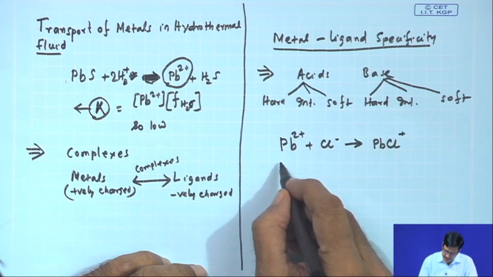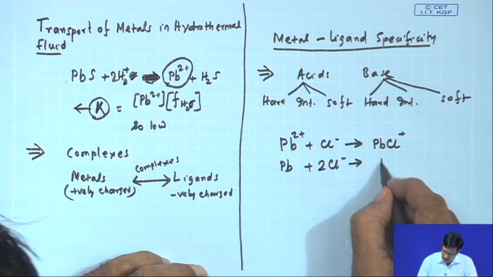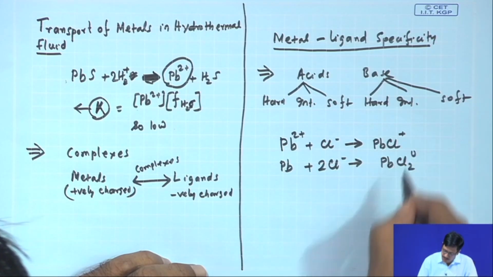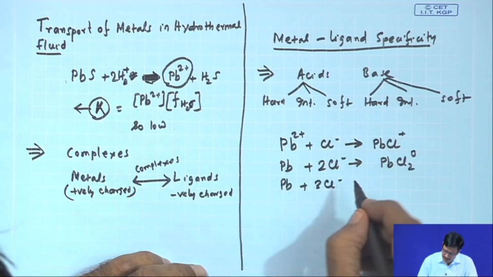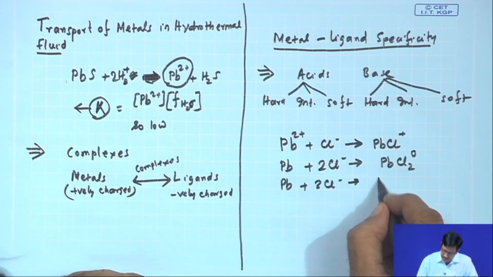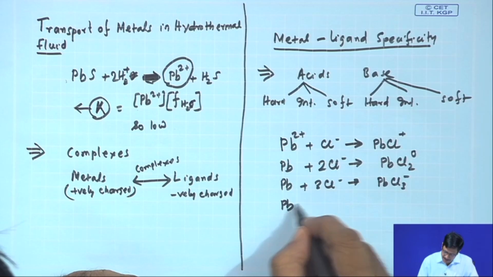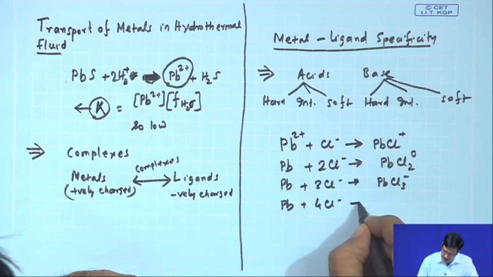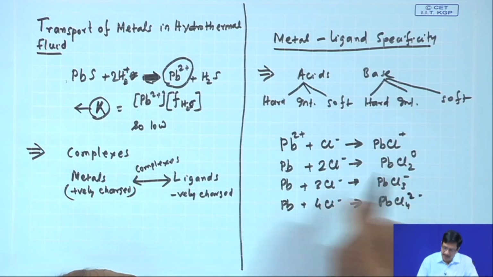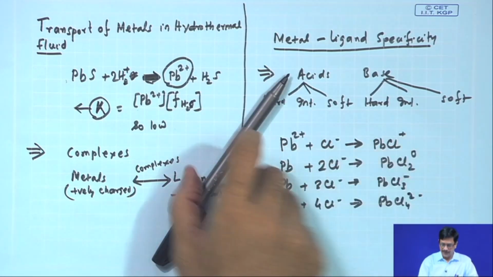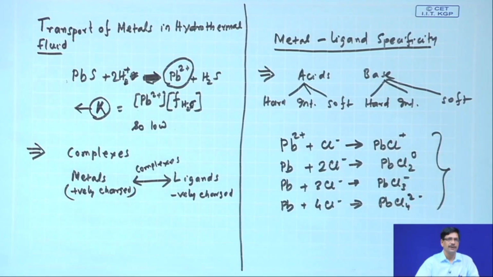PbCl+, that is Pb2+ plus 2Cl-, PbCl2 0, Pb2+ plus 3Cl-, PbCl3-, and Pb2+ plus 4Cl-, PbCl4 2-. So, these are the correct species which form as the complexes for lead.